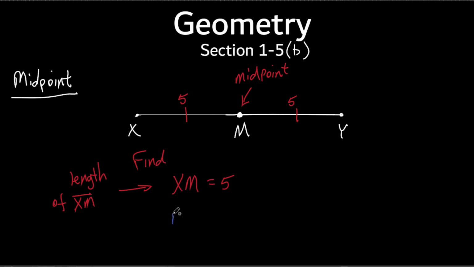What if I ask you this? What if I just put MY next to each other and I said equals? What would you say there? You would say 5 as well. All right, now let's get really tricky. I'm just kidding, it's not that tricky. But what if I said XY is equal to? What would you say to that? You would say 10. That's right, because this is 5, this is 5. The total length would be 10. You with me on that? Pretty simple.